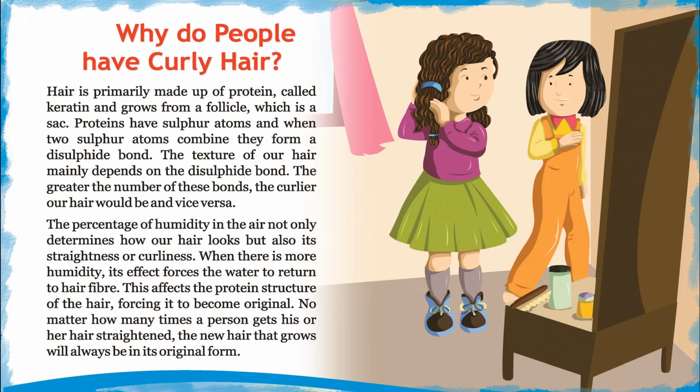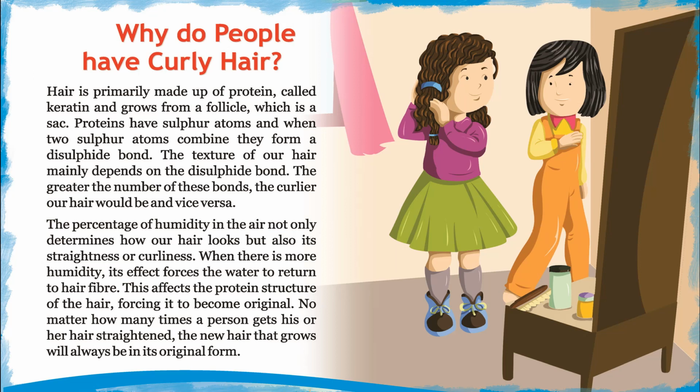Why do people have curly hair? Hair is primarily made up of protein called keratin and grows from a follicle, which is a sac. Proteins have sulfur atoms, and when two sulfur atoms combine, they form a disulfide bond. The texture of our hair mainly depends on the disulfide bond. The greater the number of these bonds, the curlier our hair would be, and vice versa.